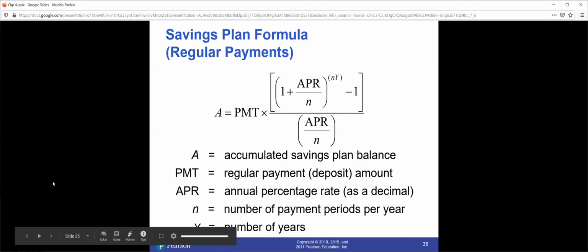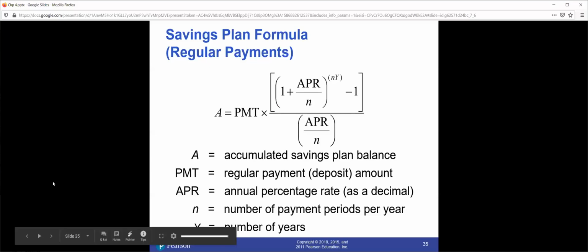Notice we have 5 different variables. We have A, which is what this big thing equals, which is the accumulated savings plan balance, how much money you have in it. And that money is based on your regular payment or deposit amount, your PMT, which is, I'm going to put $100 a month into my savings plan. That would, PMT would be 100. Your APR, which is your annual percentage rate as a decimal, given your savings plan, it'll tell you that. Number of payment periods per year is N, and number of years you're doing this payment strategy is Y.